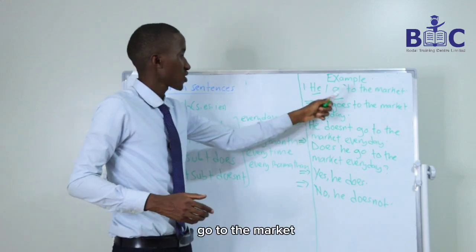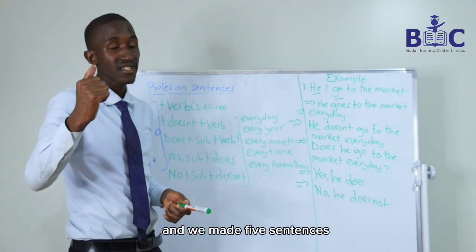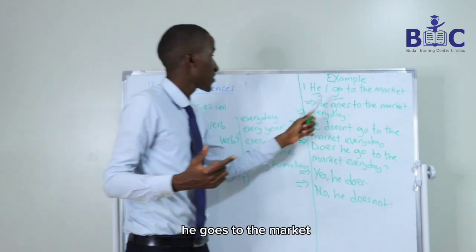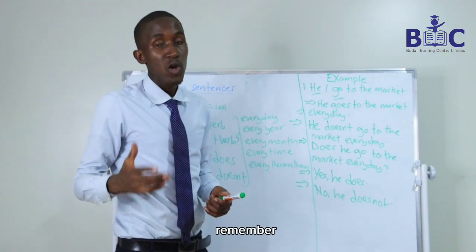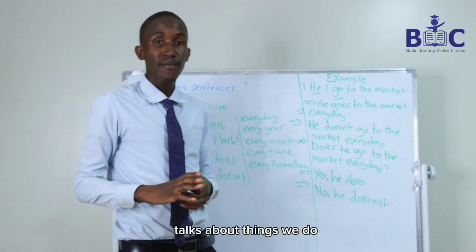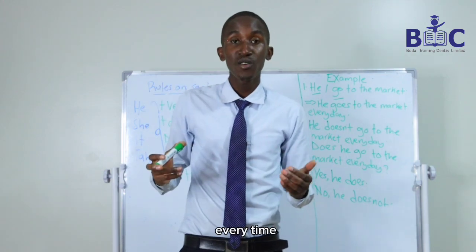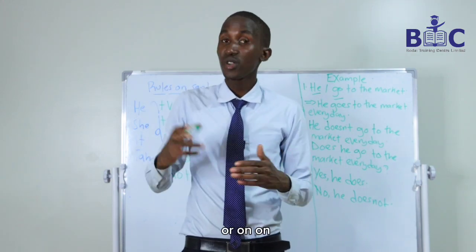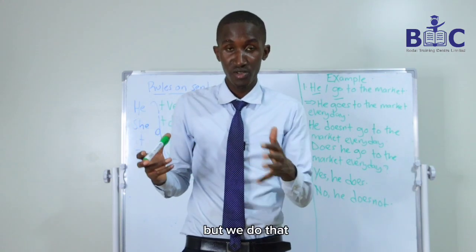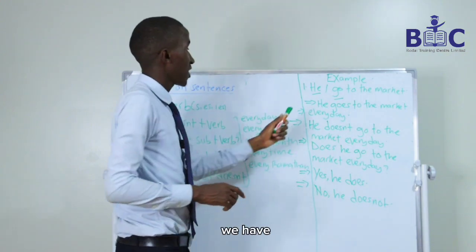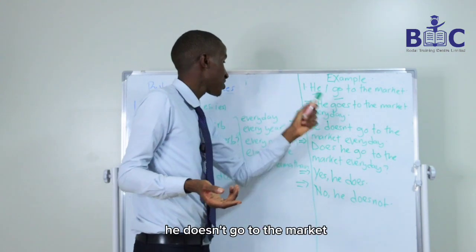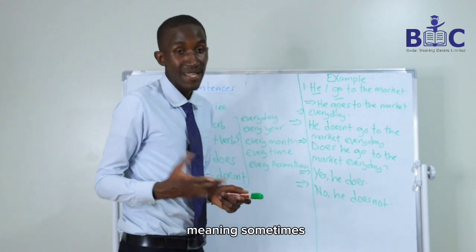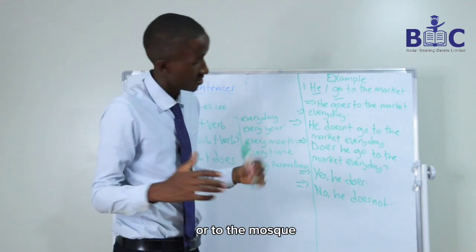I gave you something here. He go to the market. And we've made 5 sentences. The first one was, he goes to the market every day. Meaning he does this thing every day. Remember I told you present simple tense talks about things we do every time or every day or on different days, but we do that. So here you have, he goes to the market every day. Then you have, he doesn't go to the market every day. Meaning sometimes he goes to the church or to the mosque.